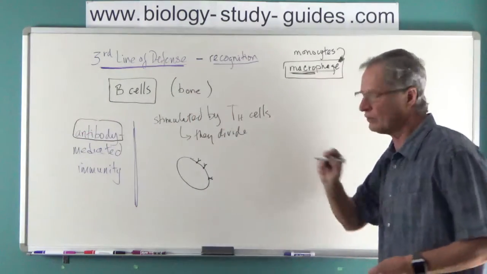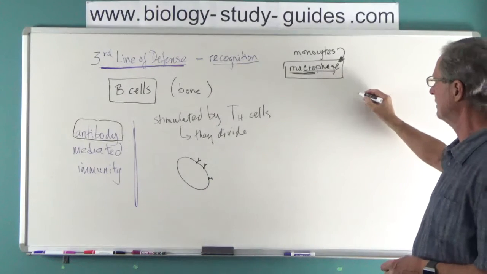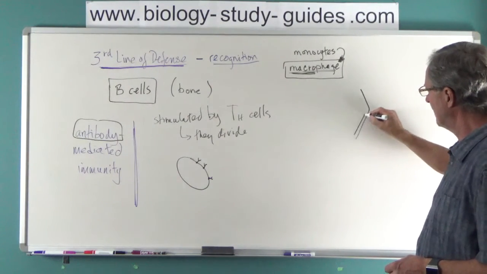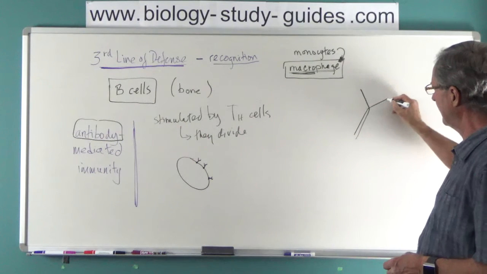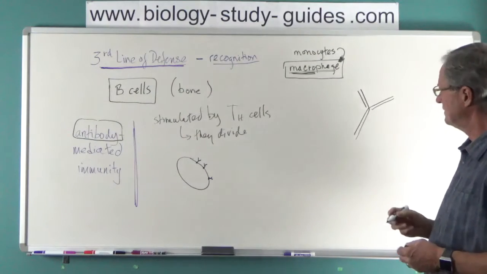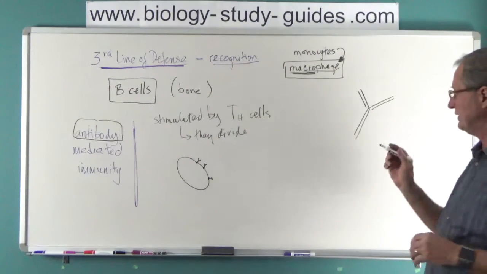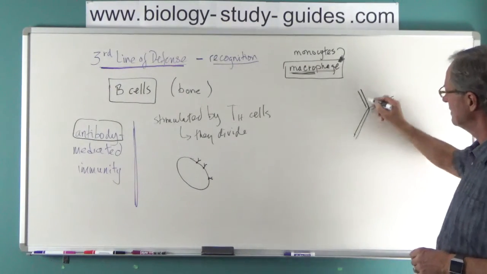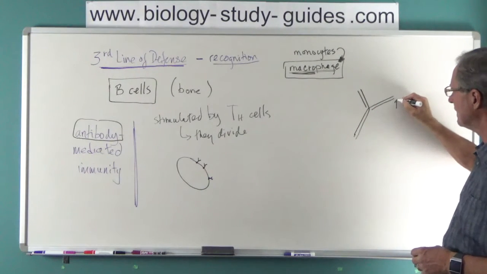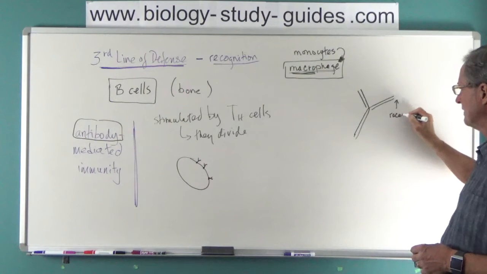Now, let me show you a little bit more closely what these proteins are like. If we look at a Y, but I can't draw it very well. That's what it is. If you look at it, you see there are actually 4 proteins here. There are 2 long strands, and then there are 2 short strands. On the ends here, these are receptor sites.